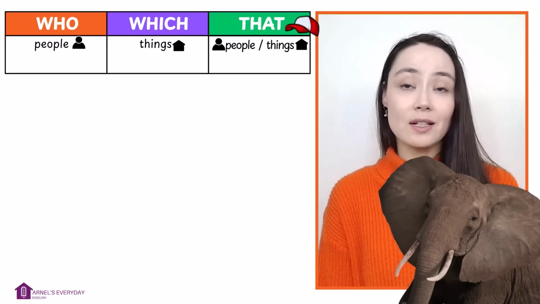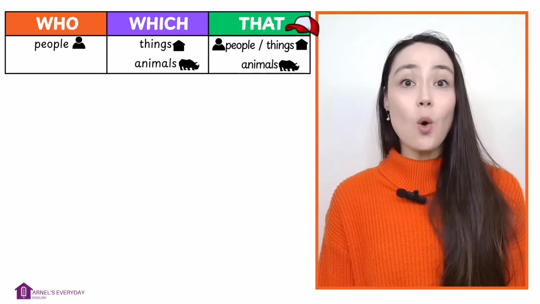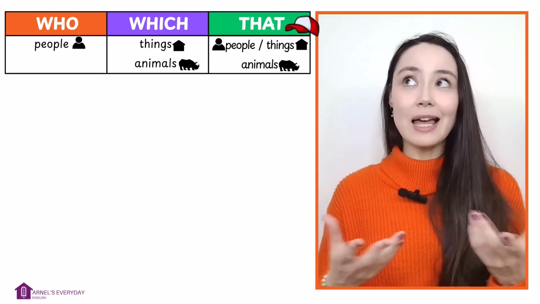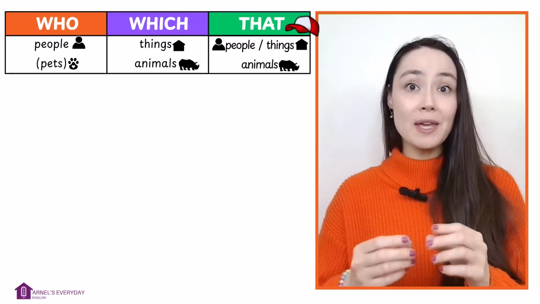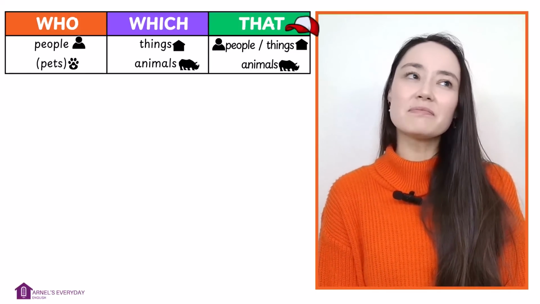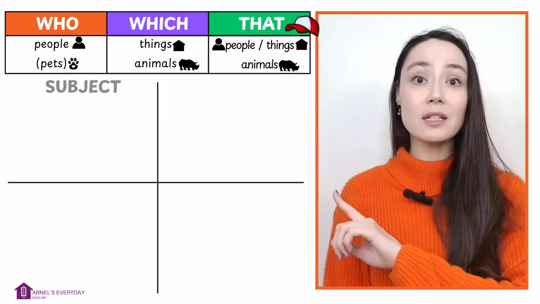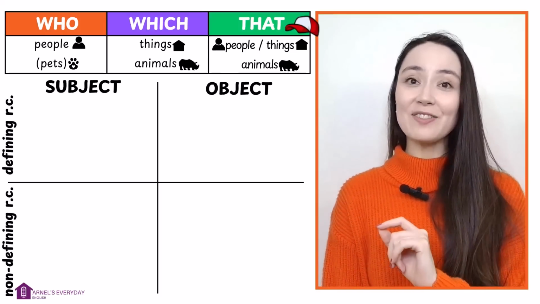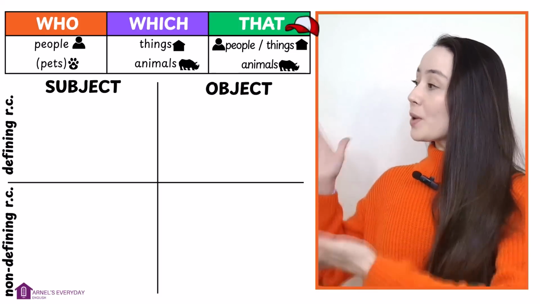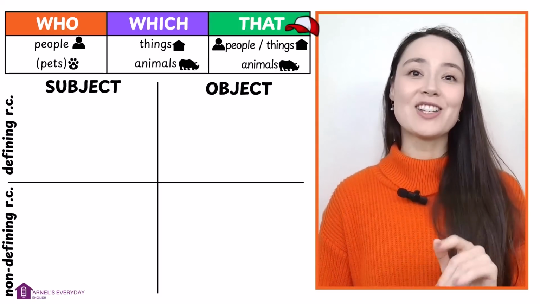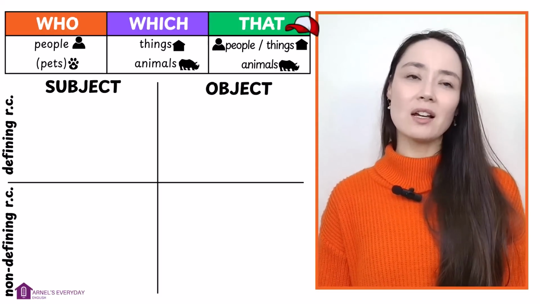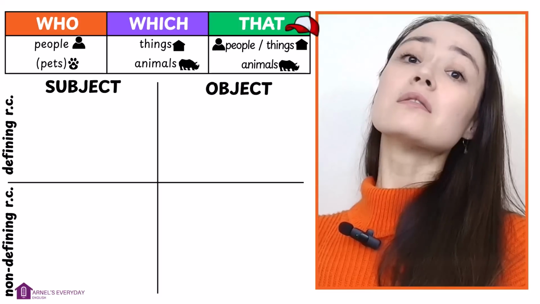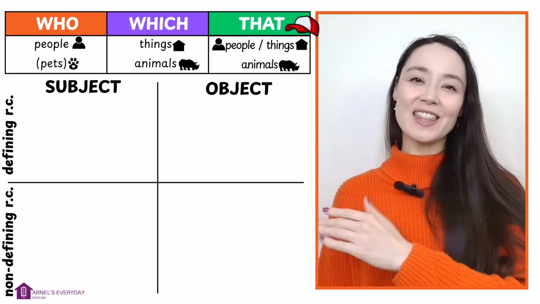What about animals? For animals, we can use which or that. But sometimes pets are considered family, like people. So you might see who being used for pets, but that's not really so common. Subject, object. Defining relative clause, non-defining relative clause. We have a chart. You know I love charts. And you might be thinking, is all of this information necessary? Yes, it is. I'll start with who.